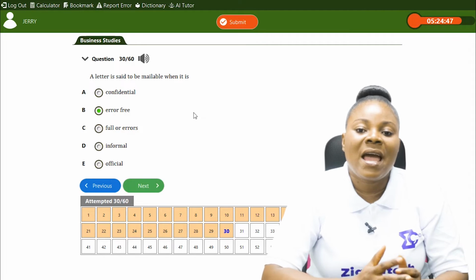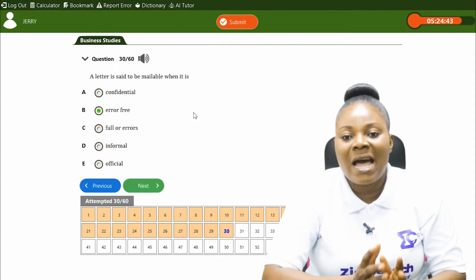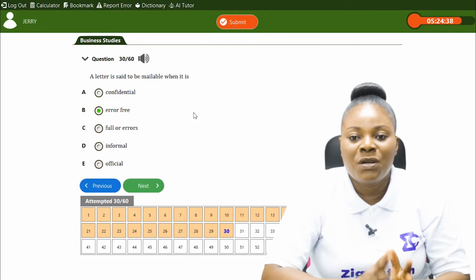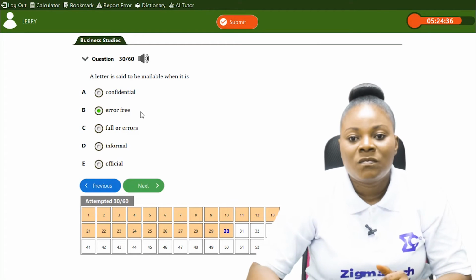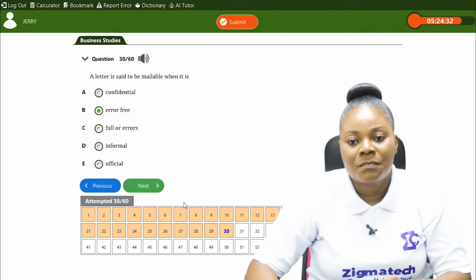Before a letter can be error-free, it is proofread before being retyped. So once it is error-free, then it is prepared for mailing. So the correct answer is option B, error-free.